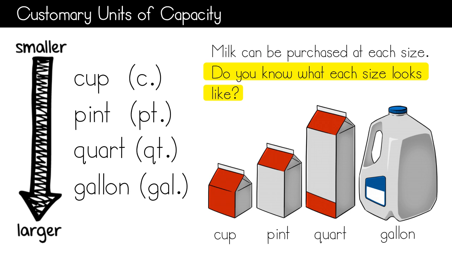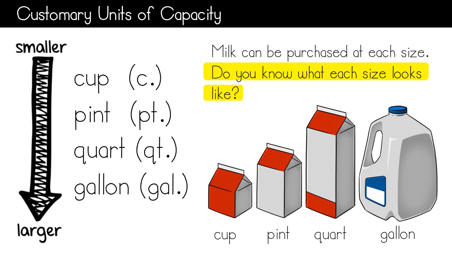Let's take a look at what the customary units of capacity are. We're going to start with the smallest unit of customary capacity, and that is a cup, abbreviated with a C period. Next you have a pint, abbreviated PT period. Then you have a quart, which is abbreviated QT period. And then you have a gallon, which is abbreviated GAL period.